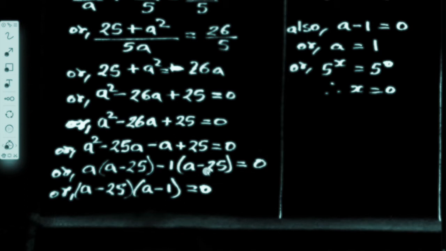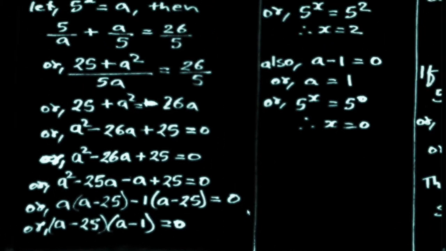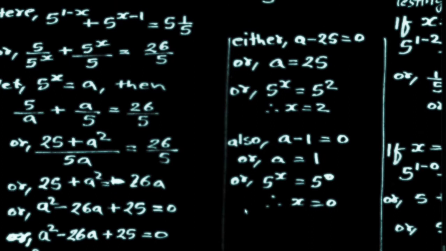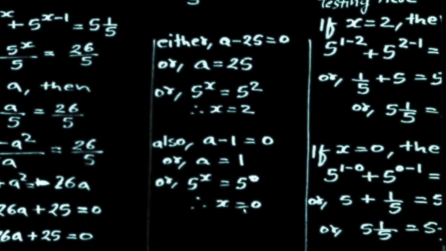A minus 25 is similar, so it should be kept ahead. Or a minus 25 and next a minus 1. Here a minus 1 equals 0. In this way we got two factors of the expression a square minus 26a plus 25 equals 0, and our factors are a minus 25 and next a minus 1 equals 0. From these two factors we can easily get the value of a, or value of x. See here.